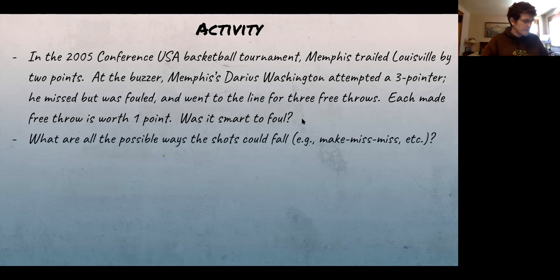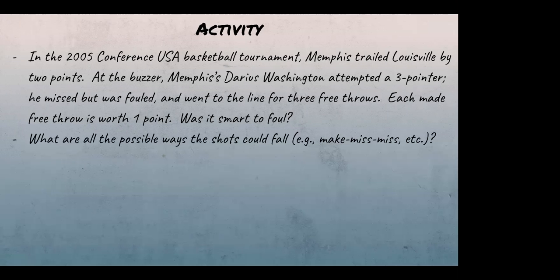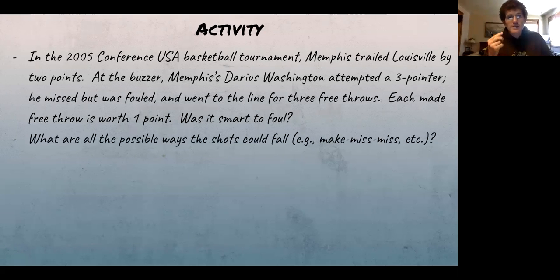So the first question is, what are the possible ways that the shots could fall when he shoots 3 free throws? He misses 1, he makes 2, he misses 2, he makes 1, and then he makes all 3, or he misses all 3. There we go. So those are the main 4 outcomes.